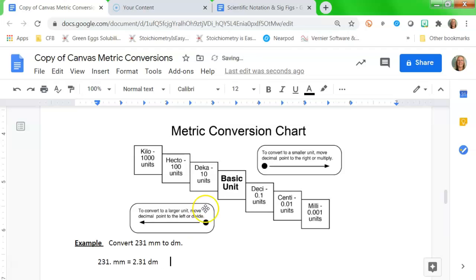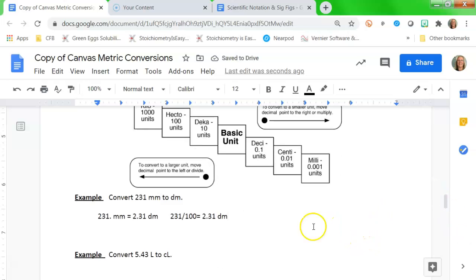Now, what about if I want to try that the other way? What if I want to instead try it by doing the division? So what if I'm moving to the right, and I'm moving from milli to deci, which is moving to a larger unit. So I am going to divide by 100. So this is going to be 231 divided by 100, and that would also give me 2.31 decimeters. Either way that works for you is fine. You're just putting the number of zeros that you divide by based on the number of spaces that you have moved.